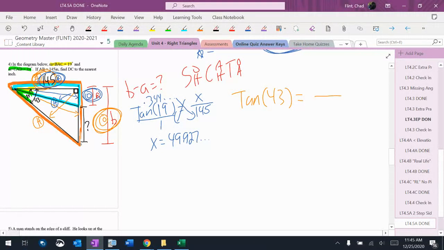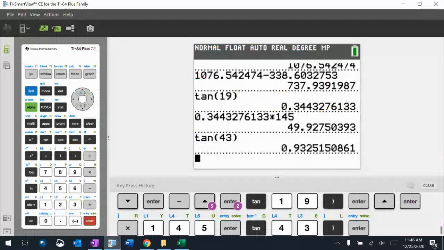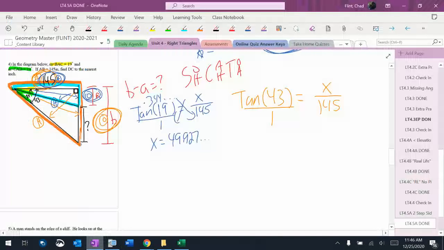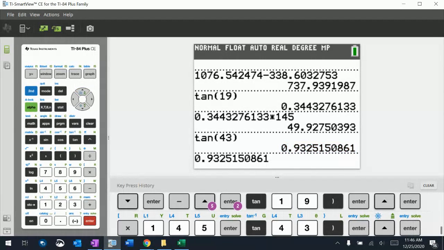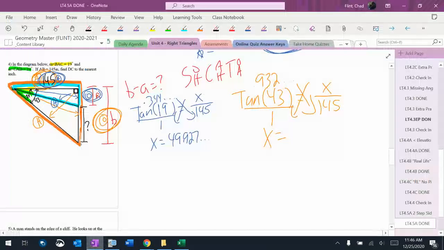The angle is 43, not 24, and the adjacent is 145. We don't know the opposite. So I know the angle, so I put it over 1, and it's a cross multiply problem. So 0.932. And then I cross multiply, and I get x equals 135.214.